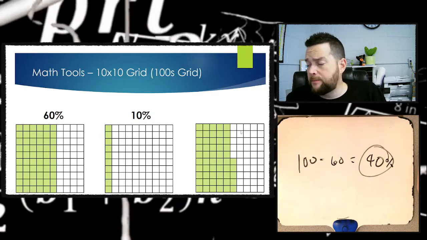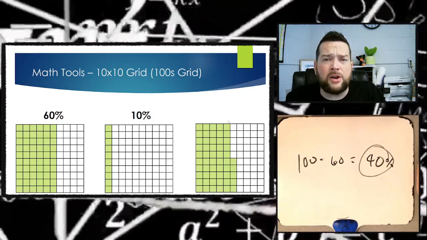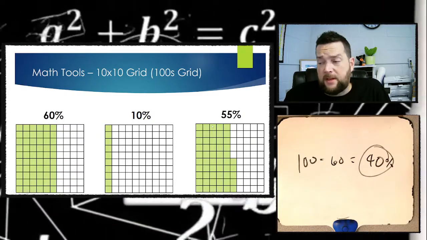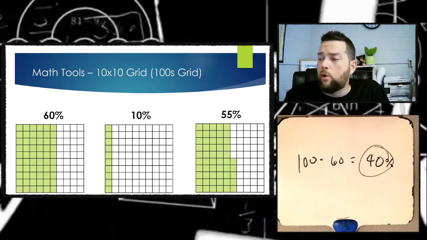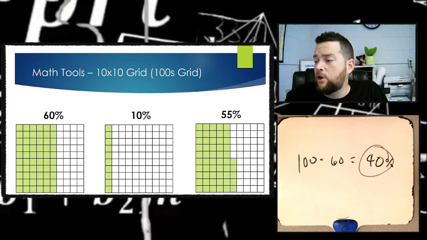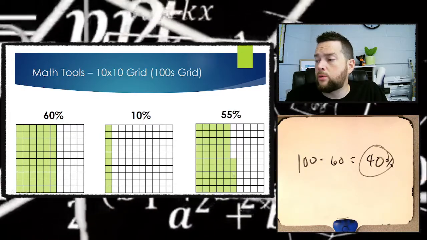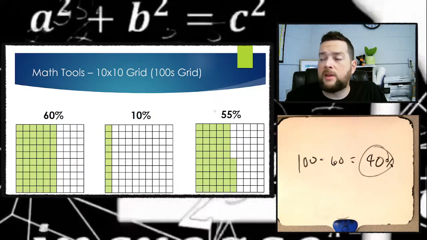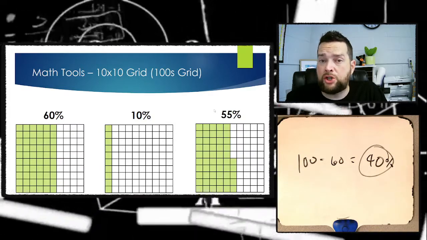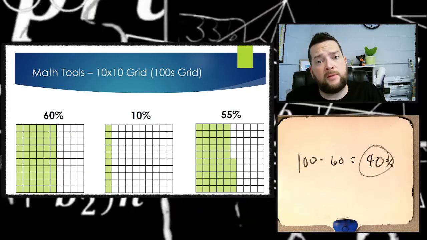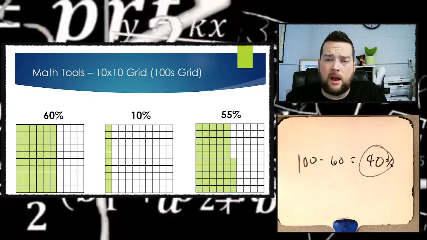And for the last one, I'll give you a second to try to figure that out real quick. Okay. That's 55%, all right? So 5 full rows, that's 50% are shaded, and then you've got part of another row, 1, 2, 3, 4, 5 from the other row that's shaded in. So that's 55% that is shaded, which leaves 45% that's not shaded. So 100 minus 55 is 45. So that's kind of how we do that.